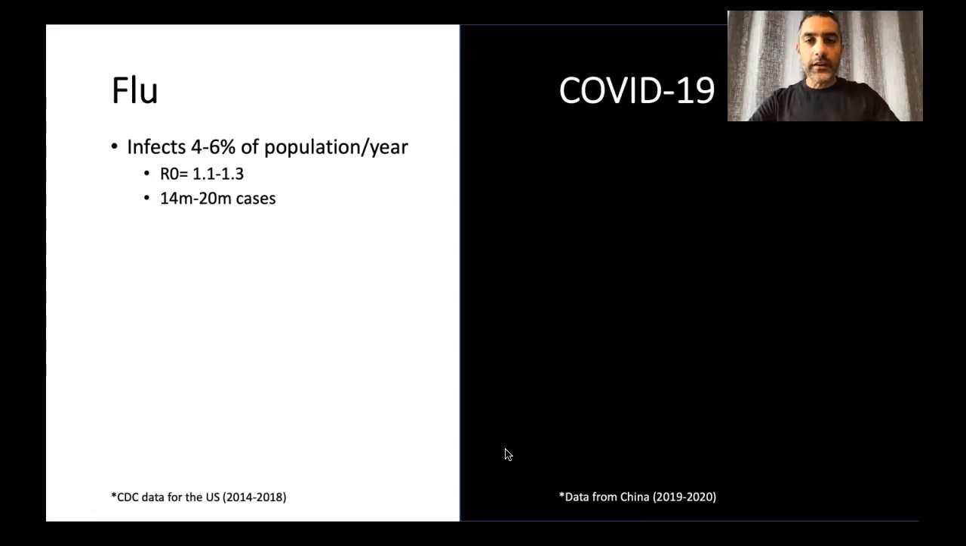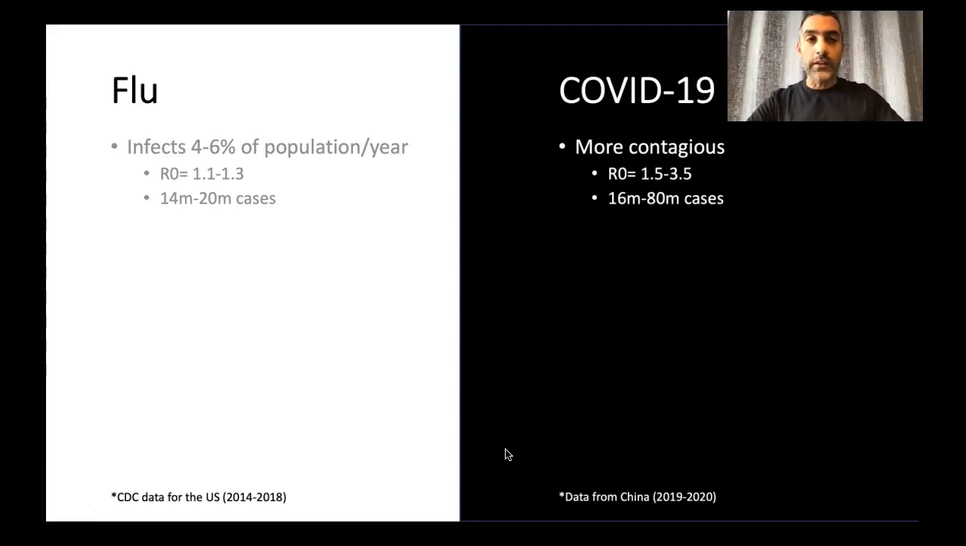The seasonal flu in the United States infects between 4 and 6% of the population every year, with an R0 of about 1.1 to 1.3. The R0 value represents the number of people that are infected by those who have the flu. So if I have the flu, I'm liable to give it to 1.1 to 1.3 other people. That is its virulence or transmission. The total of flu cases per year equals about 14 million to 20 million per year in the United States. Obviously, that is a very wide range, and it varies from year to year.